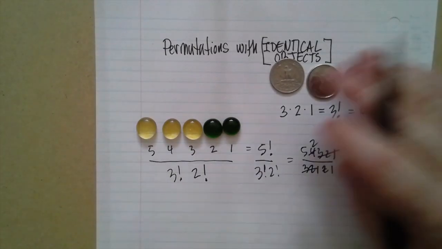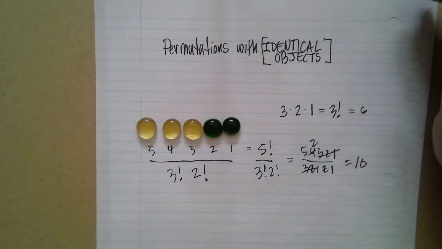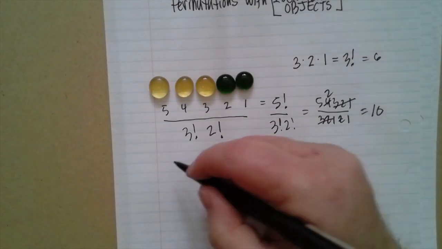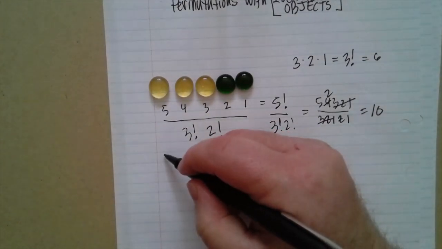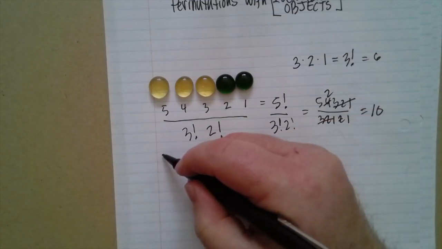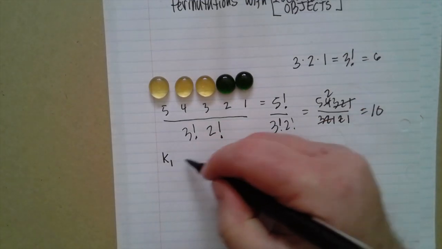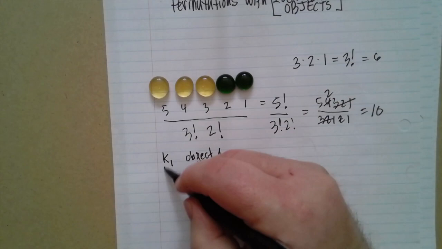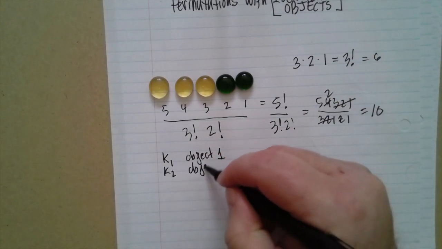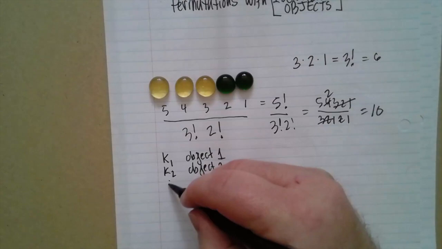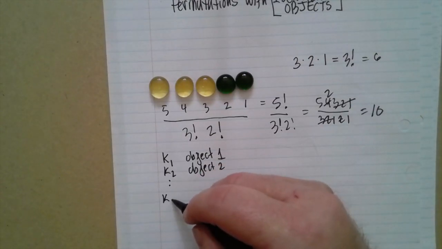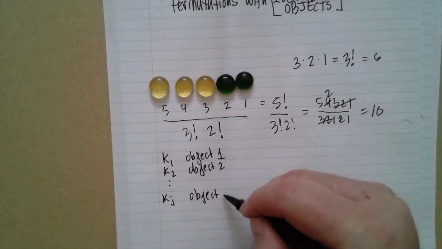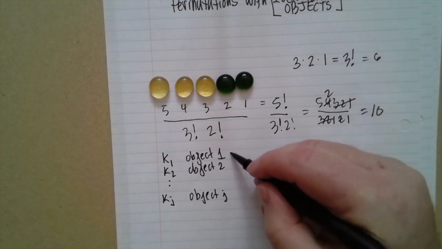Now, it just doesn't have to be 2. You could have many different things. So in general, the formula looks something like this. You have a bunch of different objects, and you have how many there are. So let's say there's K1 of object 1 that are all identical, so you can't tell them apart. K2 object 2, and so on, so that you have KJ, let's say, for object J. So this is how many there are.